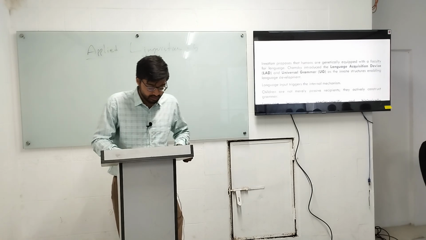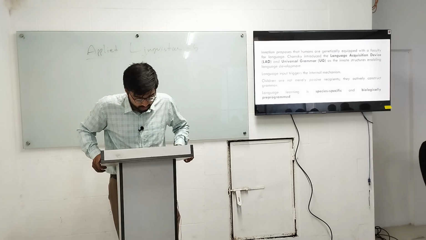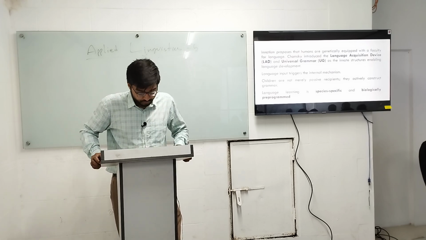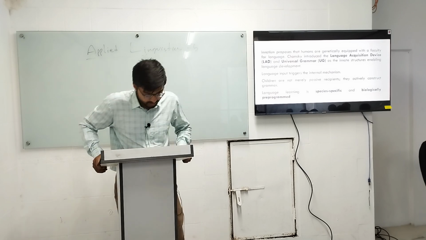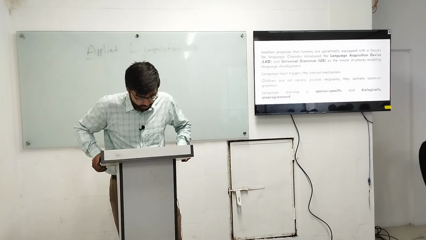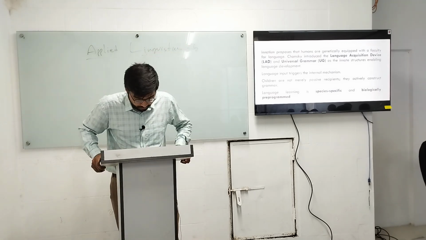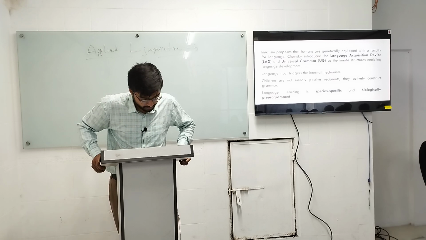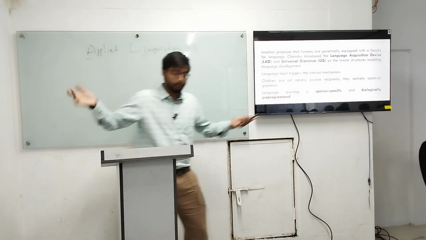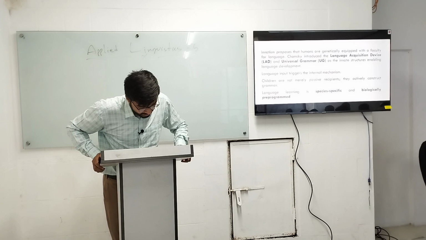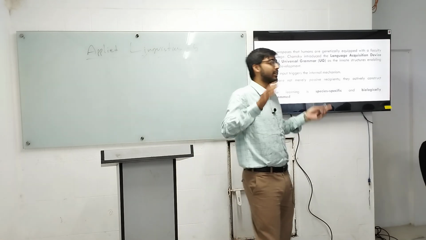Okay, then innatism. The theoretical foundation of innatism is that humans are genetically equipped with a faculty of language. Chomsky introduced the language acquisition device, LAD, and UG principles, universal grammar, as the innate structures. Innate means inborn, enabling language development. Language input triggers the internal mechanism of our brain. So children are not merely passive recipients, they actively construct grammar. Yes, we already know that. They definitely actively construct grammar.